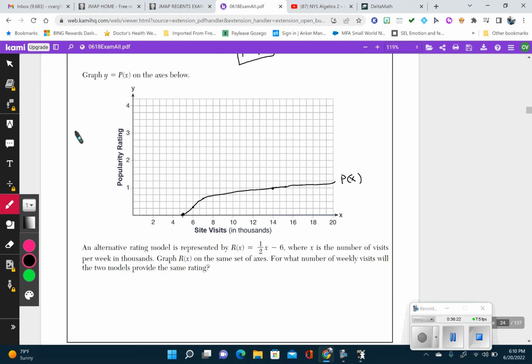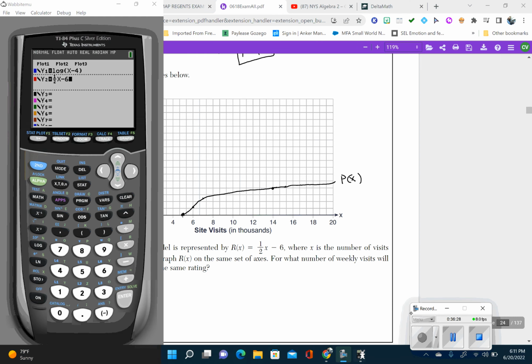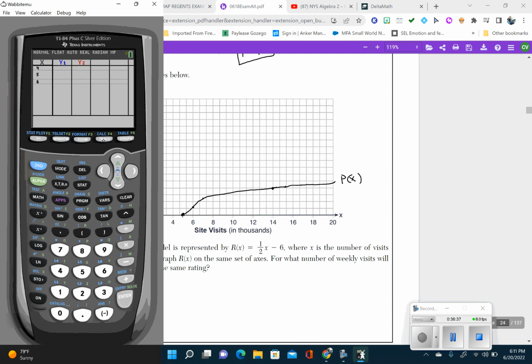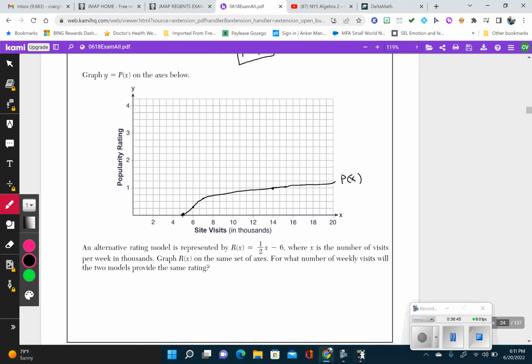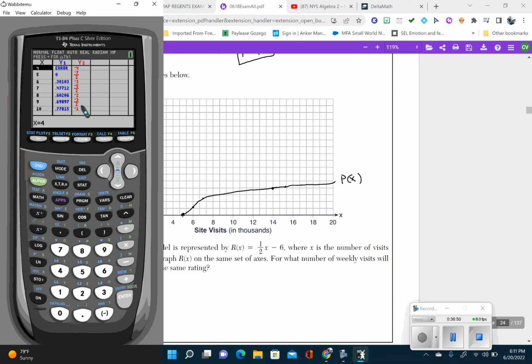And now I'm going to label R of X, which is the 1/2 X minus 6. Alright, so I plugged in 1/2 X minus 6. Make sure that the X is not next to where the 2 is. Make sure it is like this. So you're going to go ahead and hit graph, and you can see what the numbers are. So 4, negative 4. There's no negative signs on this. So 10, negative 1. So I'm going to go 10. Again, there's no negative signs on this.